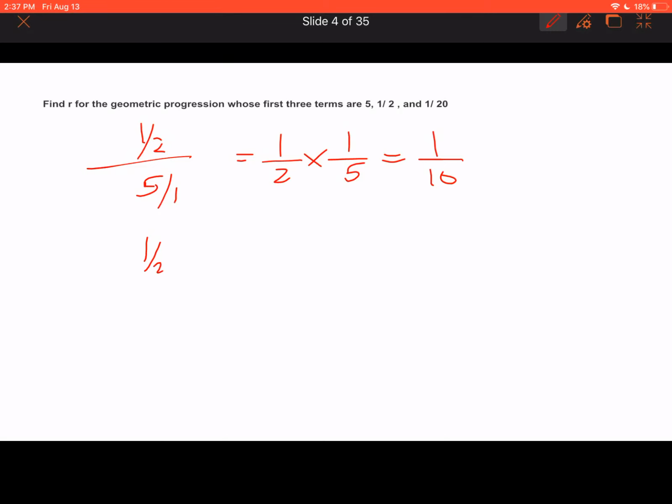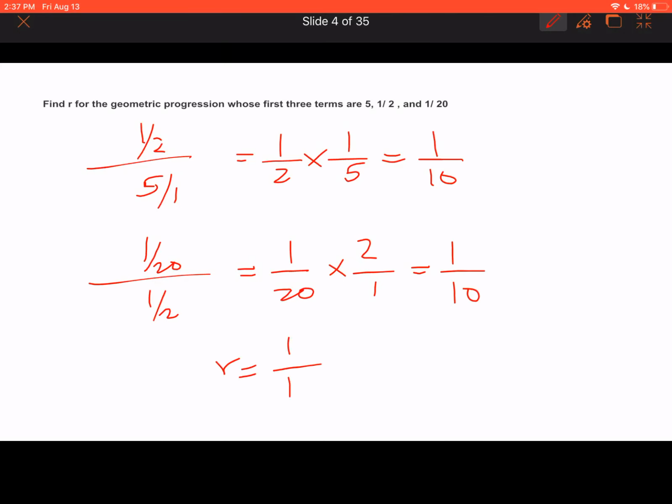Next is 1 by 20th by 1 by half. So it is going to be 1 by 20th times 2 by 1, which is going to be 1 by 10. So the ratio is found to be 1 by 10 for this particular geometric progression.